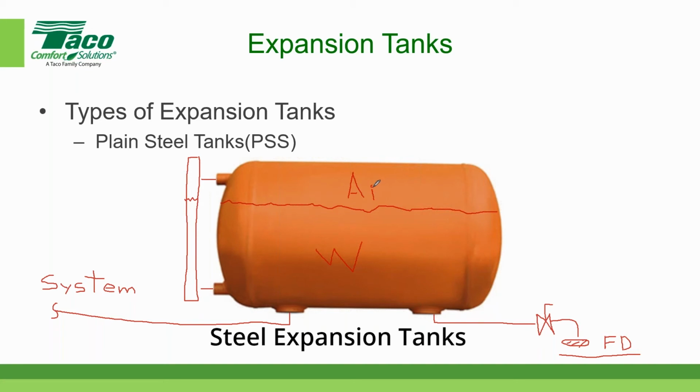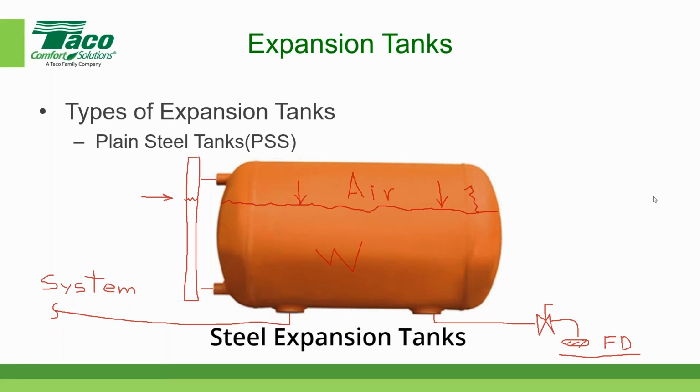Now, one of the drawbacks to a plain steel tank is that the air is in contact with the water, and over time, the air actually goes into solution. So the air gets absorbed by the water and the water level rises inside the tank, which is why you need a sight glass so you can see where the water level is, and then you can adjust the water level by opening this manual valve and allow some of the water to come out of the tank. So any questions about a plain steel tank?